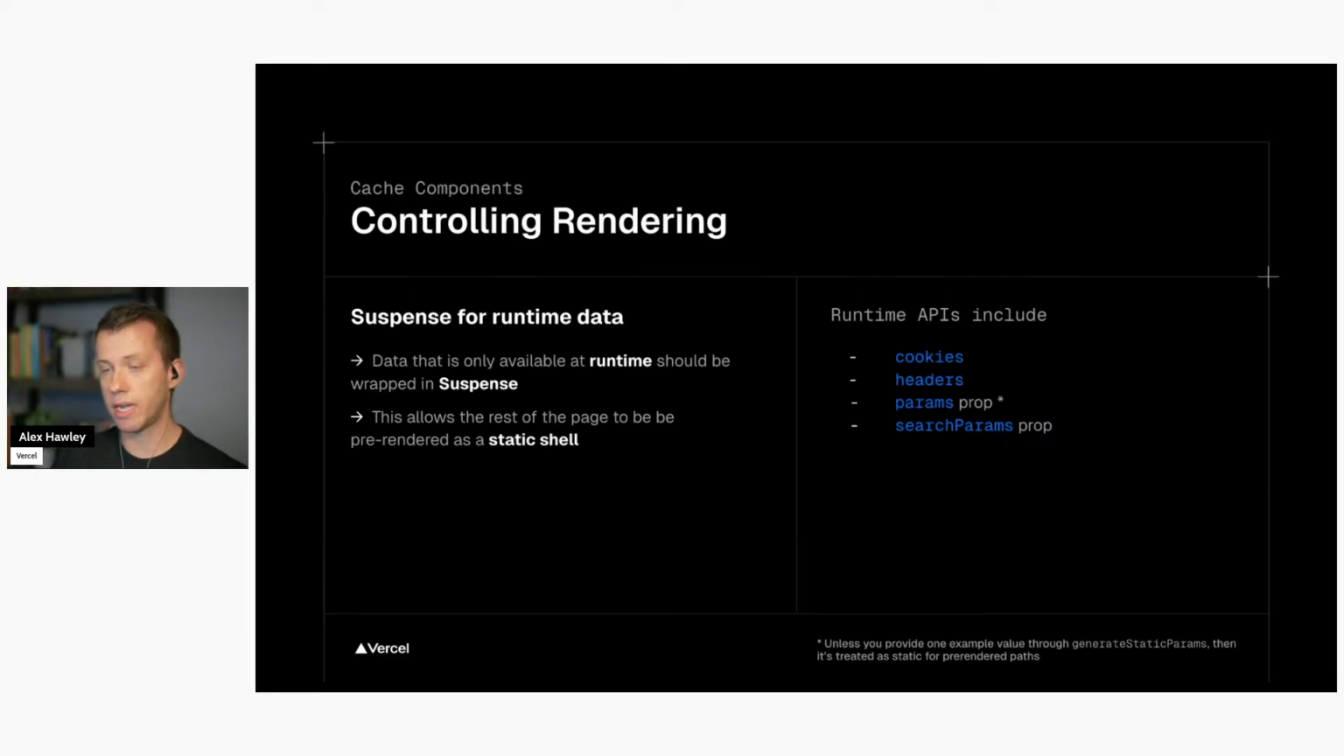This is going to tell Next.js that the component or the components that you have within that boundary are dynamic, and therefore the rest of the page should be rendered statically as a static shell, which can be returned immediately to the user when they navigate to the page. But then those components within the Suspense boundary will be streamed in when the runtime data is parsed, and then logic is done, and then the component is ready to render.